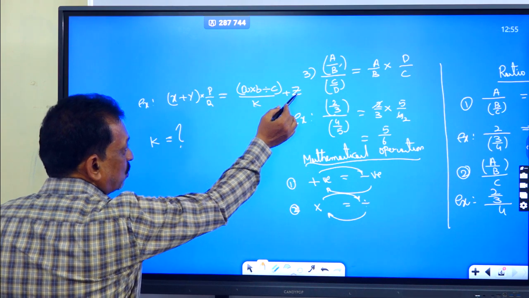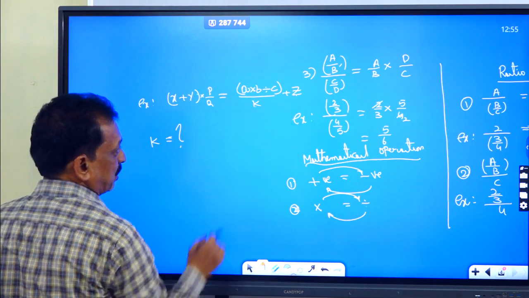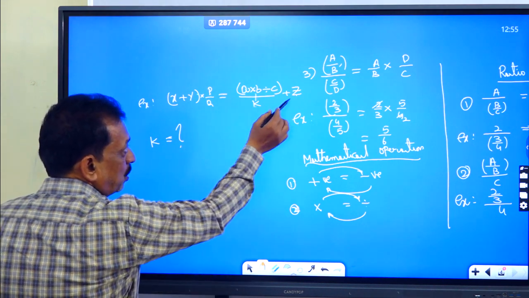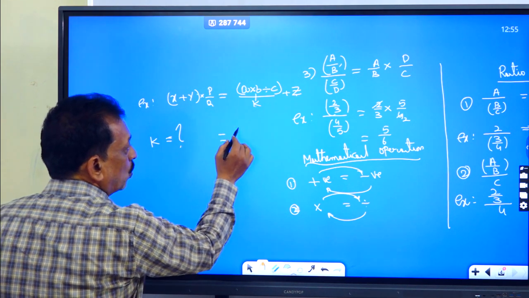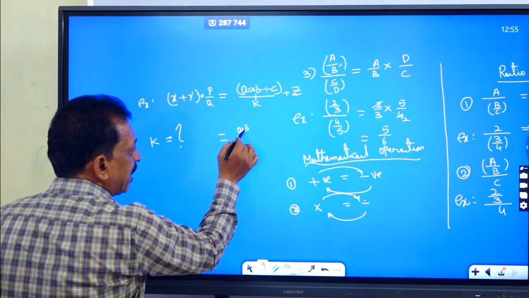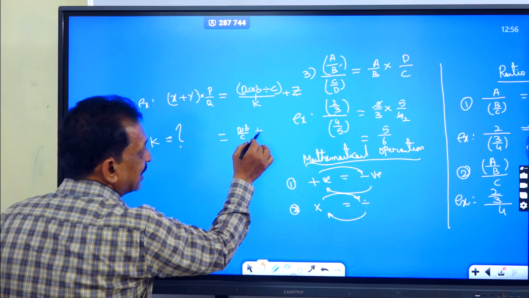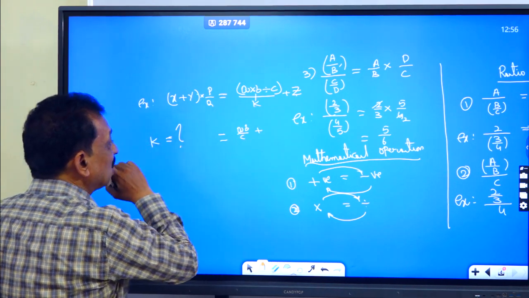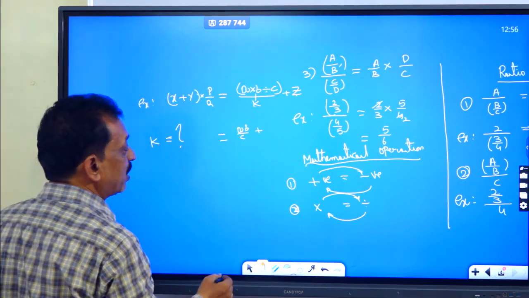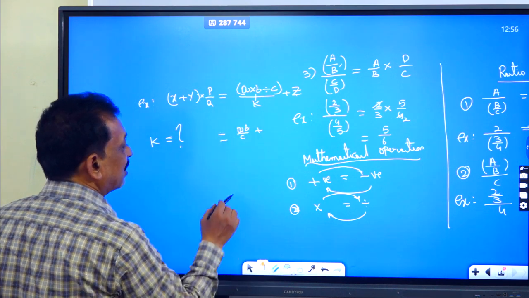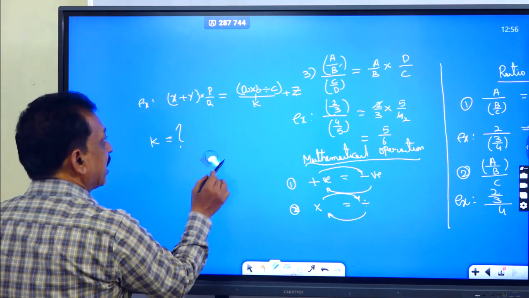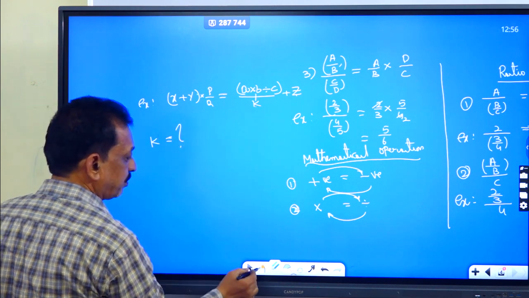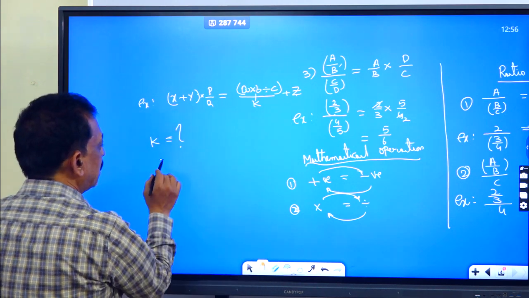You take this to this side. Otherwise take the LCM first, because this is a ratio and a plus is there. First take the LCM of this one. So AB by C plus... what do I want? Sorry, I want, no need to take the LCM. I want K. Very good. I want to take K only. So no need. So for finding K, you take Z to this side. Z you can bring to this side.